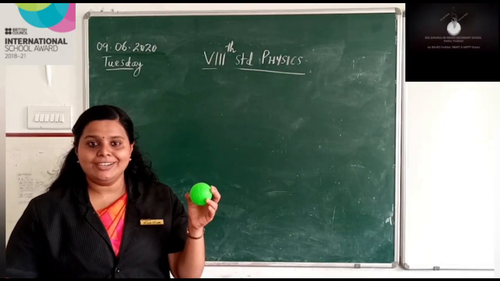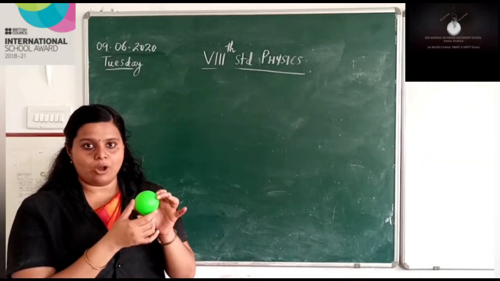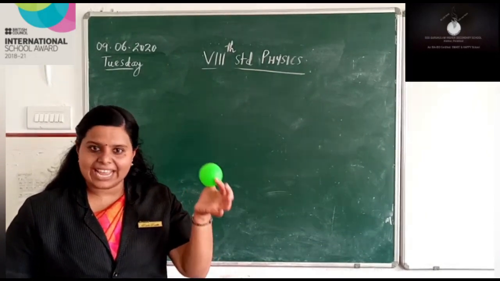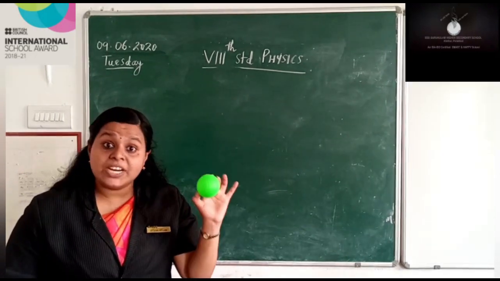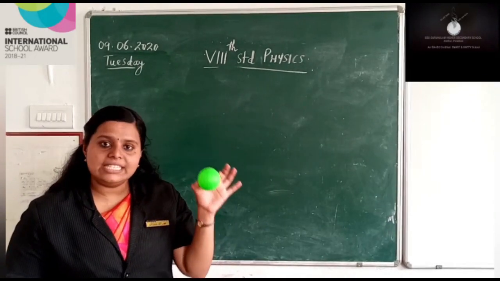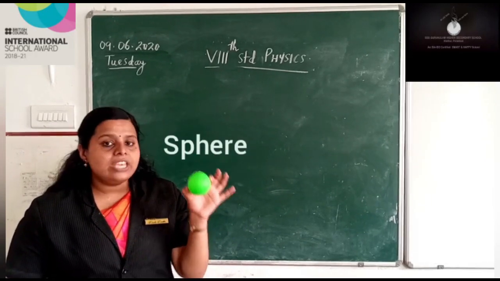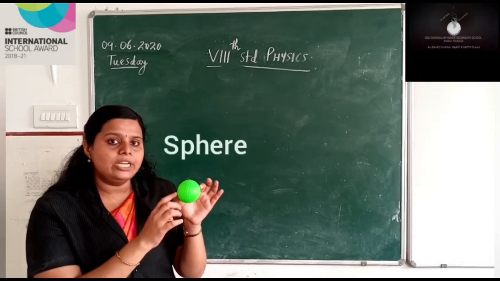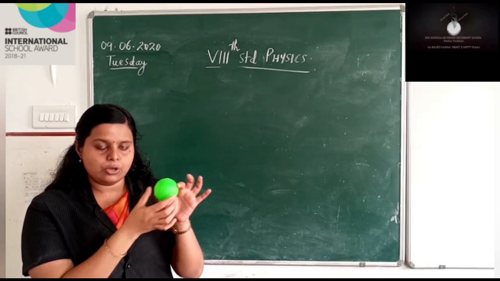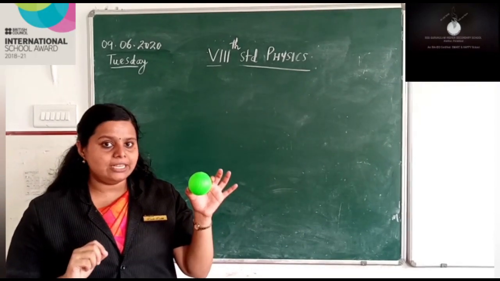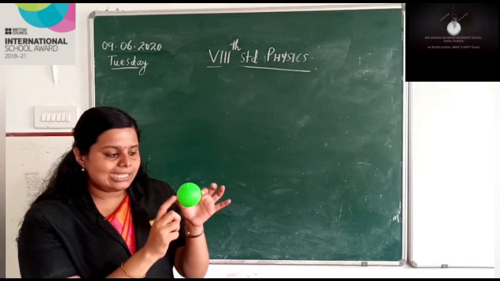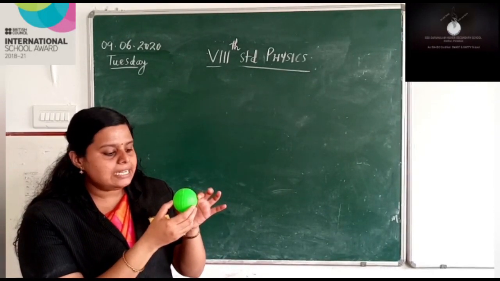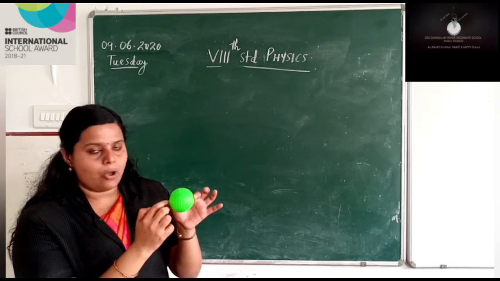Now let's measure the diameter of this ball. Listen, this is a cricket ball. What about its shape? Yes, this is spherical in shape. This ball is considered as a sphere. And we are going to measure the diameter of this sphere. You have already learned about diameter in mathematics. So in this case, what is the diameter of this sphere? It is the distance between these 2 points.